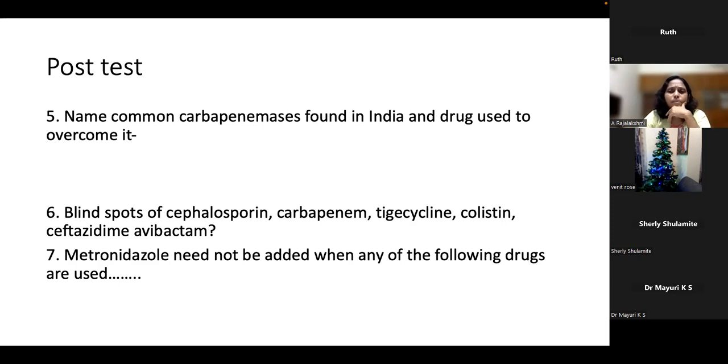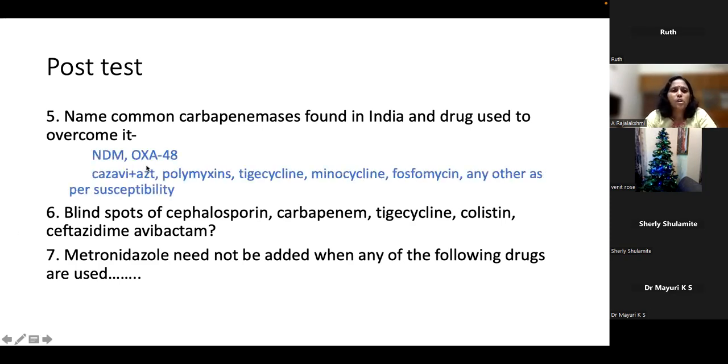So if you look, NDM and OXA are the common ones. So you can use any of these: ceftazidime avibactam plus aztreonam, polymyxin, tigecycline, minocycline, fosfomycin, or any other as per the susceptibility. Sometimes you may have to use cotrimoxazole and even chloramphenicol or aminoglycosides based on the susceptibility.